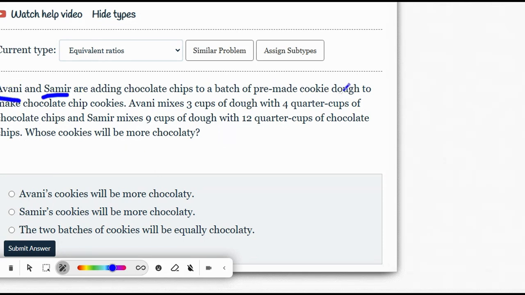Avani and Samir, all right. Why is it so blurry? I don't know. Okay, so I'm going to set up already.